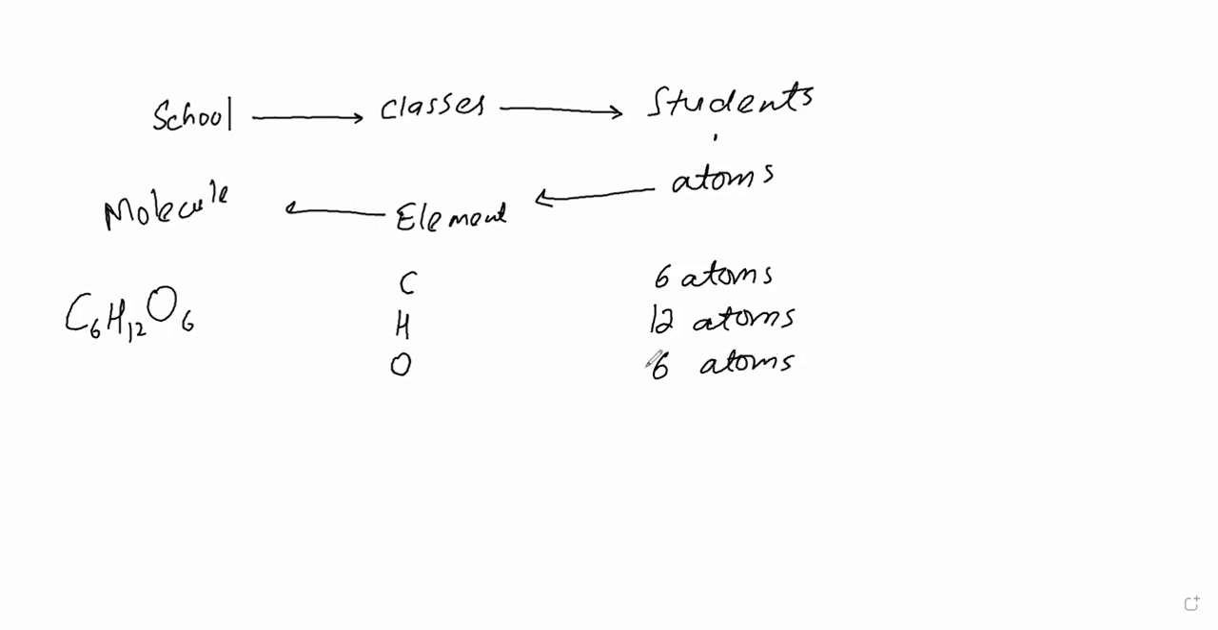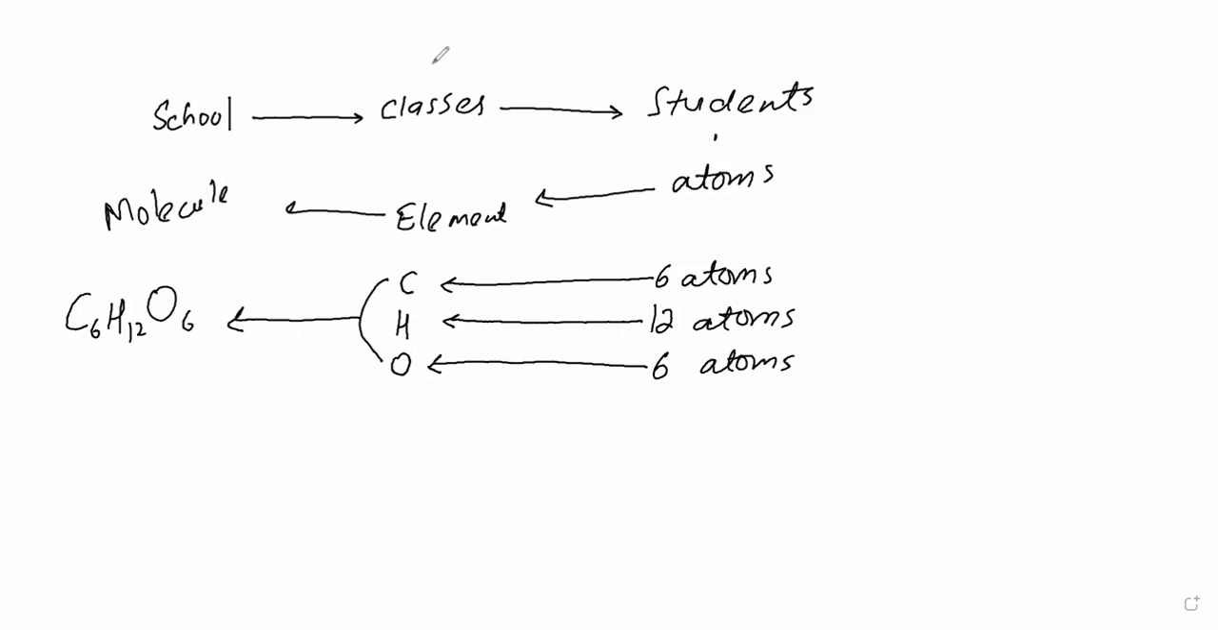So the same type of atoms are found in an element. The same type of atoms are found in the second element, and the same type of atoms are found in the third element. And when atoms combine chemically, they form molecules. Okay, so I hope that you have understood it properly. And further we go into the types of molecules.